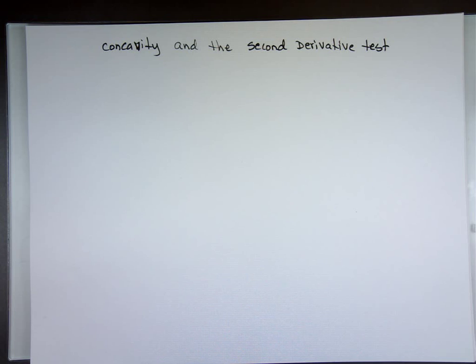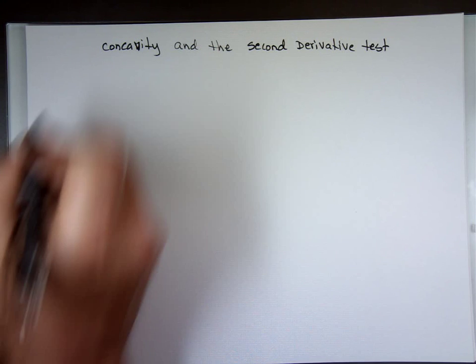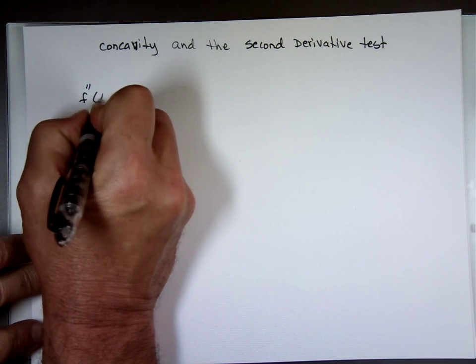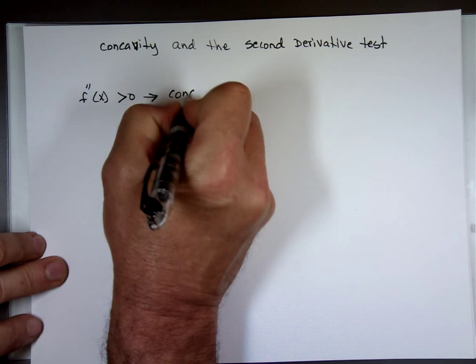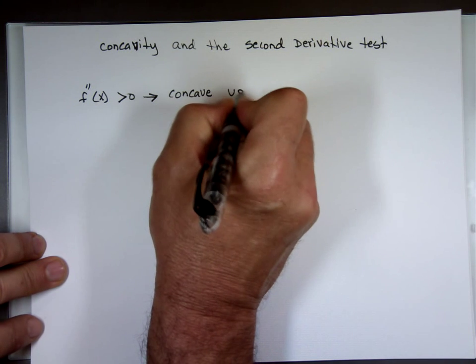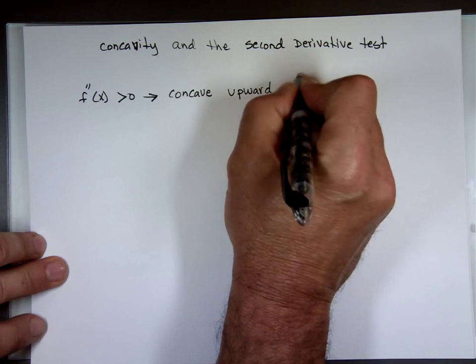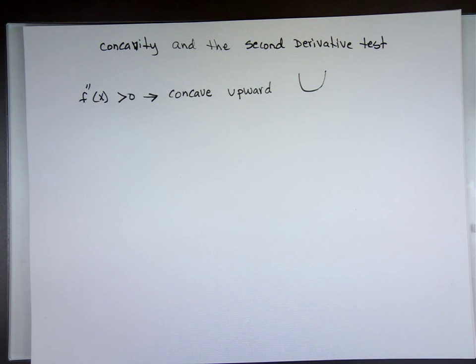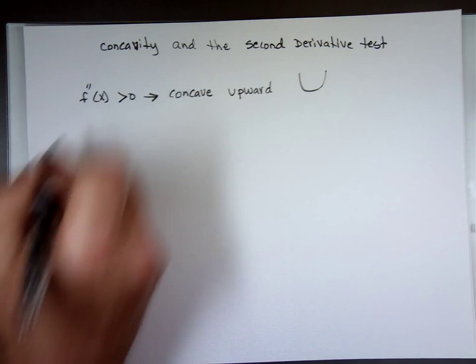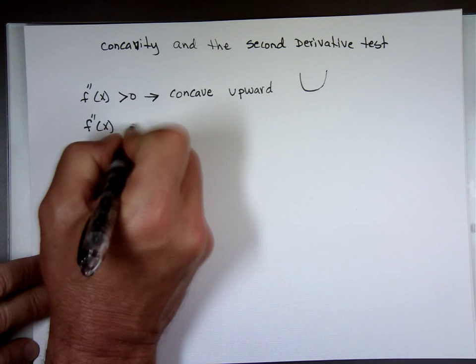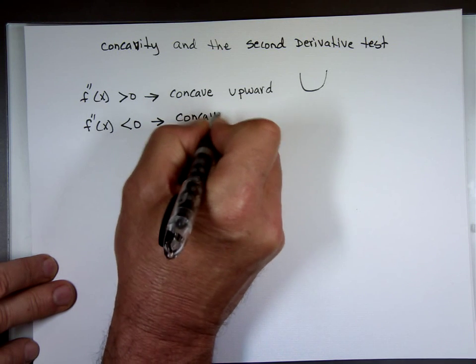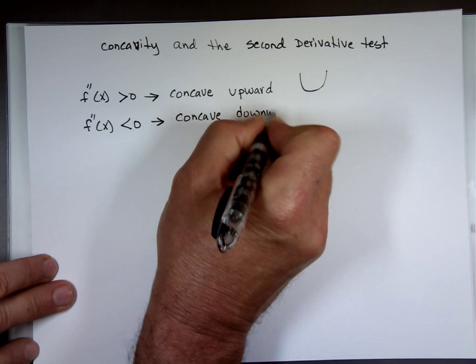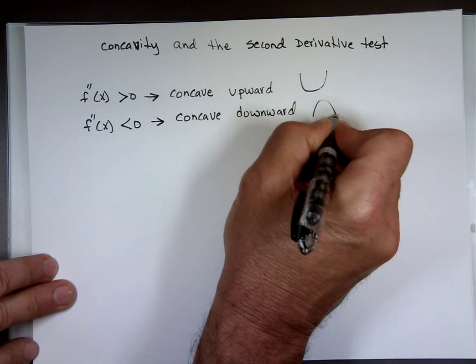Just like the first derivative, the second derivative can tell us a lot of stuff. One of them: if the second derivative is greater than 0, it says the function is concave upward. What does that mean? Looks like this, opening upward. If the second derivative is less than 0, the function is concave downward. Looks like this.